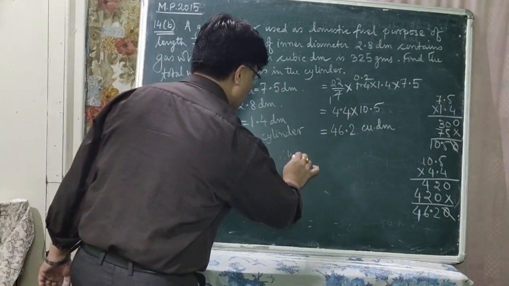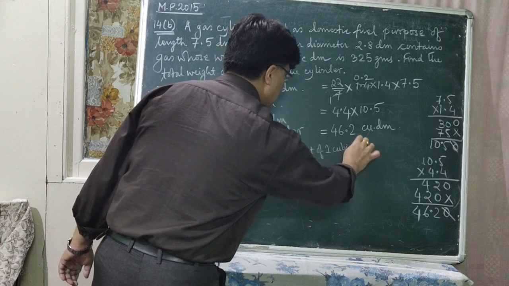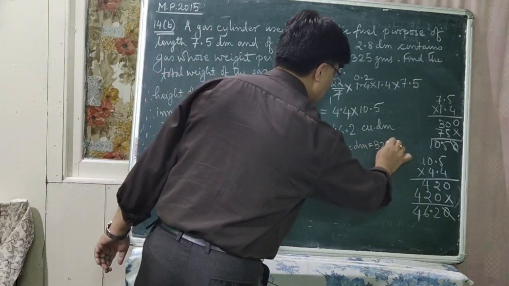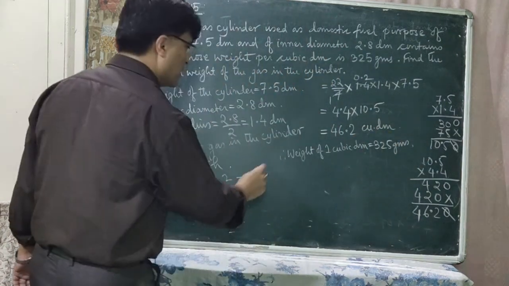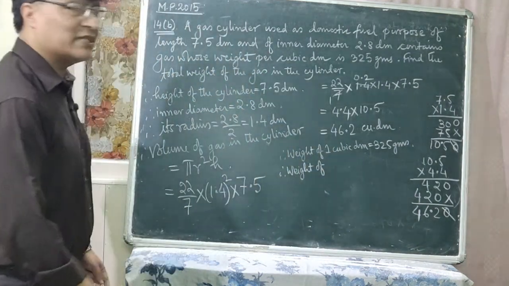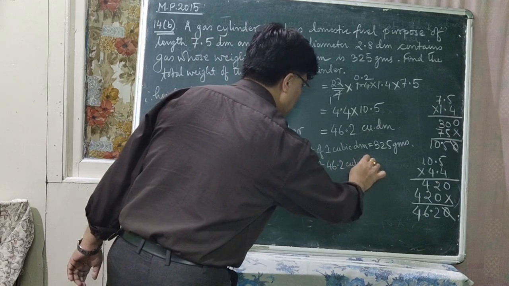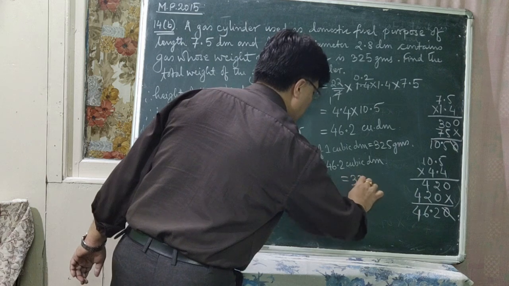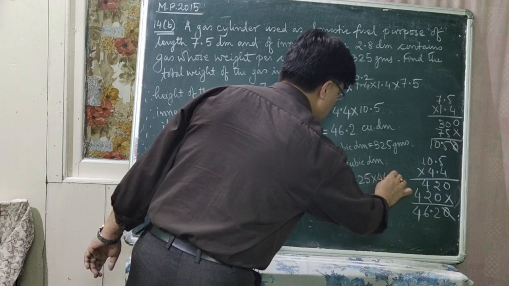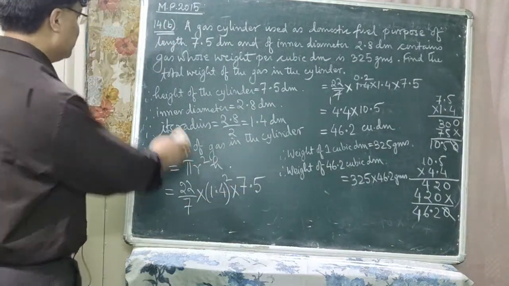Therefore, weight of 1 cubic decimeter is equal to, how much is it given? 325 grams. Therefore, weight of 46.2 cubic decimeter will be equal to, you have to multiply, 325 into 46.2 grams. So I think you have understood it. So let us multiply it.